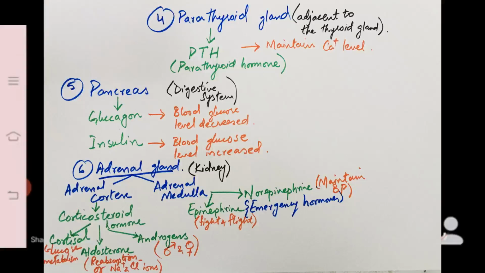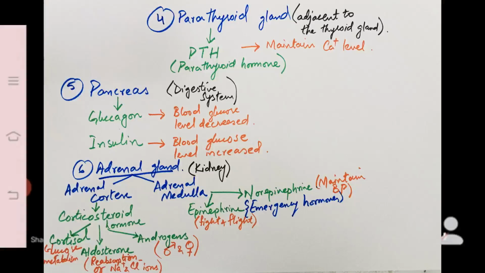Now number 6, adrenal gland. We have studied it in the chapter on homeostasis. Remember the adrenal gland, where is it situated? They are present on top of our kidneys, remember? The adrenal gland has two parts: adrenal cortex and adrenal medulla. The adrenal gland, which is present on the kidney, is divided into two parts: adrenal cortex and adrenal medulla.